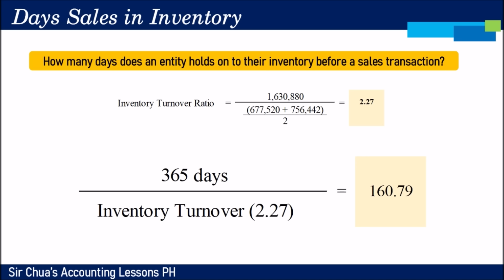Okay, so your formula will just be 365 days in a one whole accounting period of 1 year divided by the inventory turnover of 2.27. Sadly, 160 days ang isang company para, yung 160 days, hawak nila yung inventory ng 160 days bago makabenta. Sobrang bagal nun. 160 days is ilang buwan yun? 160 divided by 30. Oh, that's 5 months, diba?